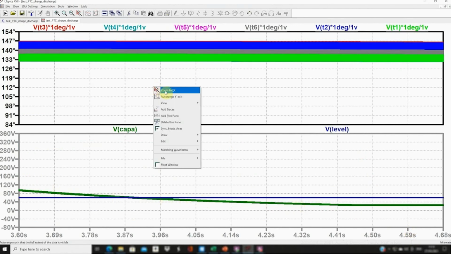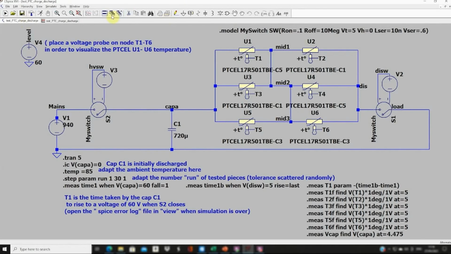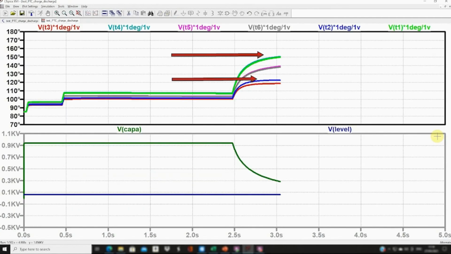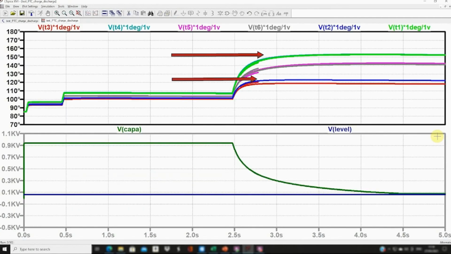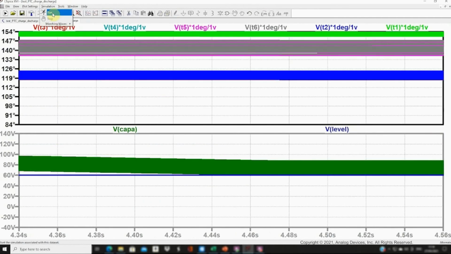What we are going to do now is to remove the connection between the PTC-EL and isolate the different PTC arms from each other. Let's see what happens then. We see that the spread of the reached temperature by the 6 PTC increases a lot. Some parts switch prior to the others, and the capacitor voltage saturates above 60 volts.